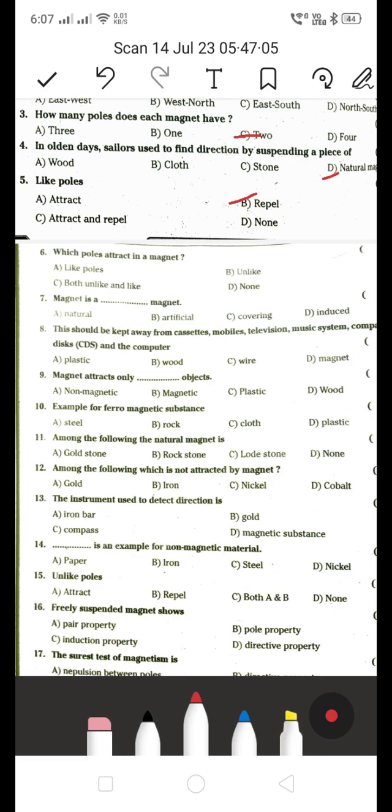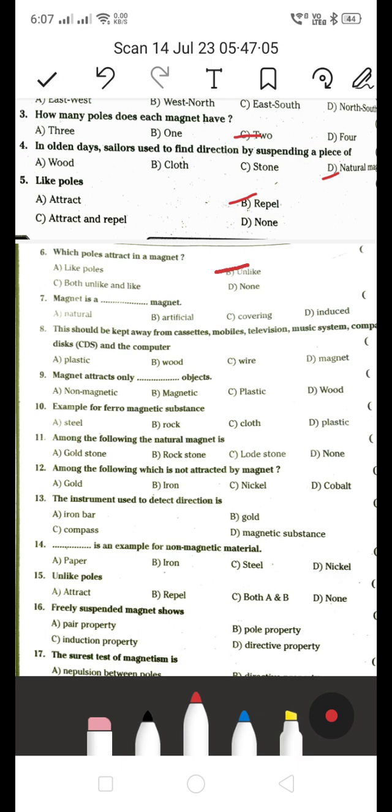Which poles attract in a magnet? A like poles, B unlike poles, C both unlike and like, D none. Which is the right answer? Always unlike poles attract in a magnet. This is the right answer.